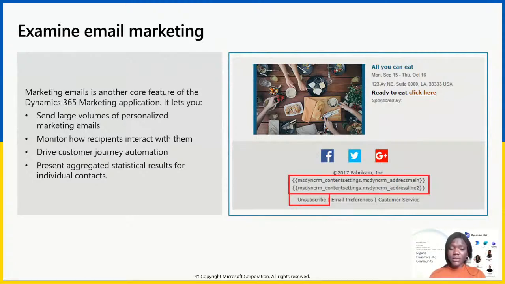And then you can add links also to external pages. Maybe you have an event registration page, or a marketing page that I described before. You want them to go to that page from this email, they can just click here and they get there. So marketing emails are a very core feature of Dynamics 365 marketing. Through these marketing emails, you can send large volumes of personalized emails to your contacts. It's personalized because you can have dynamic content, like we have explained. You can also drive your customer journey automation from the emails, and we'll see that in a bit. And you can present aggregated statistical results for individual customers.